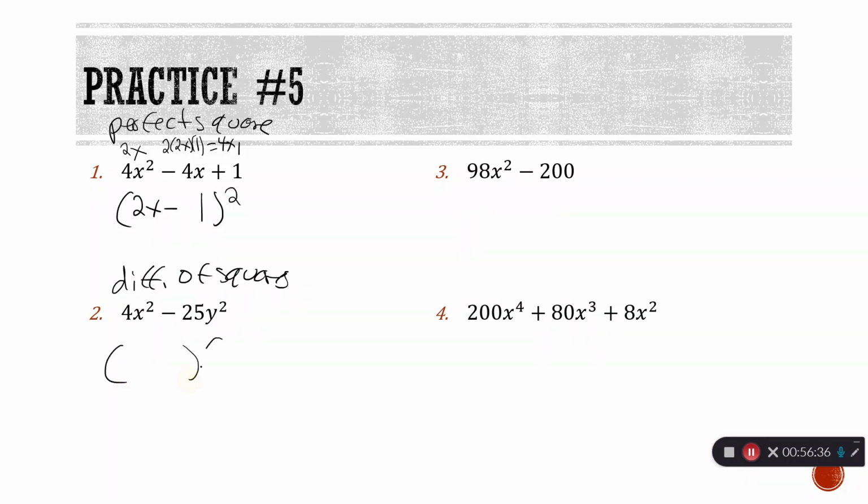So that means we have 2 factors. One's going to be negative, one's going to be positive. I said it doesn't matter which goes first. So the square root of 4x squared is 2x. That 2x goes here. And 25y squared, 5 and y. Done. Perfect.